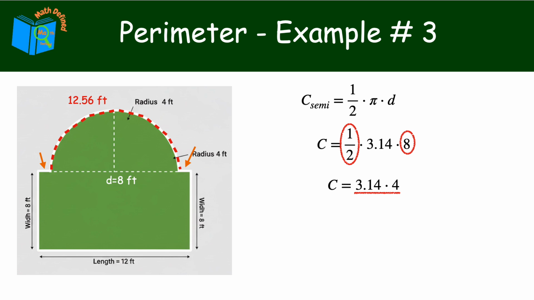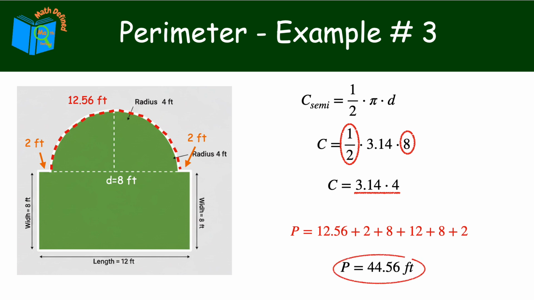The length on the bottom of the rectangle is 12 feet. The diameter of the semicircle is 8 feet. So if we subtract 8 from 12, that gives us 4 feet that we need to split between these two sides. Each side is 2 feet. Now we're ready to find the perimeter. Starting with the arc at the top, we'll add 12.56 plus 2 plus 8 plus 12 plus 8 plus 2. Combining these together gives us the perimeter of this composite figure as 44.56 feet.